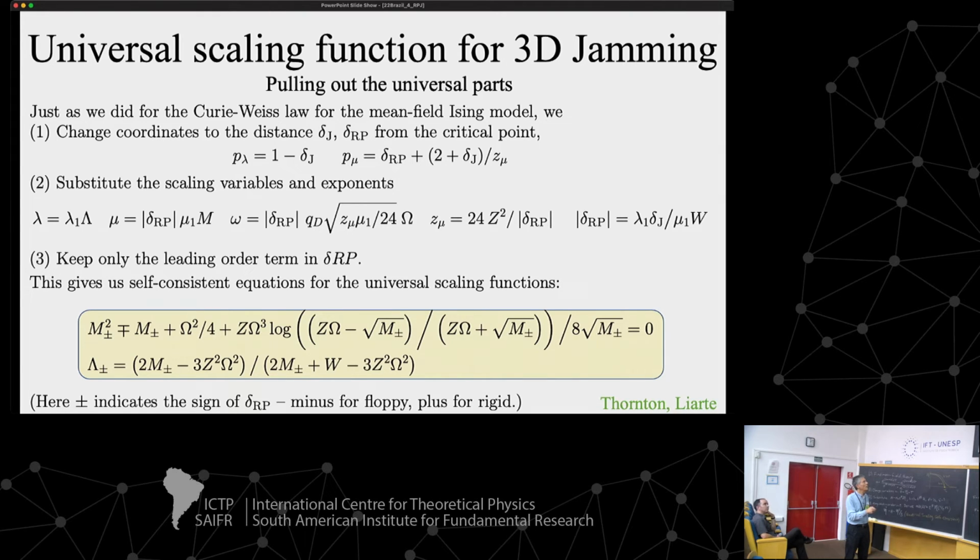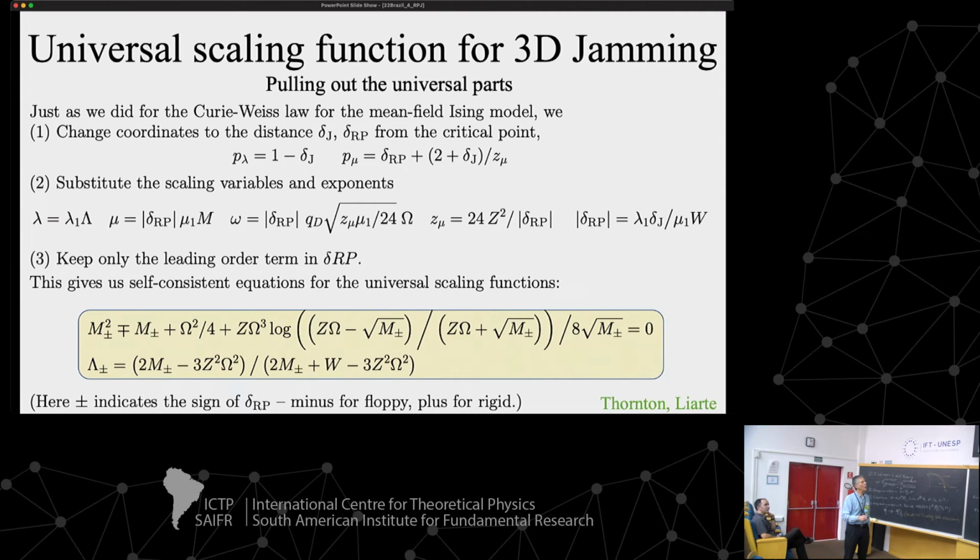Mu at the jamming transition scales linearly, so mu over mu1 is capital M times delta RP. Omega over omega naught is delta RP times capital Omega. And this complicated mess, Steve figured out if you use that for omega naught, it makes all the algebra simple.